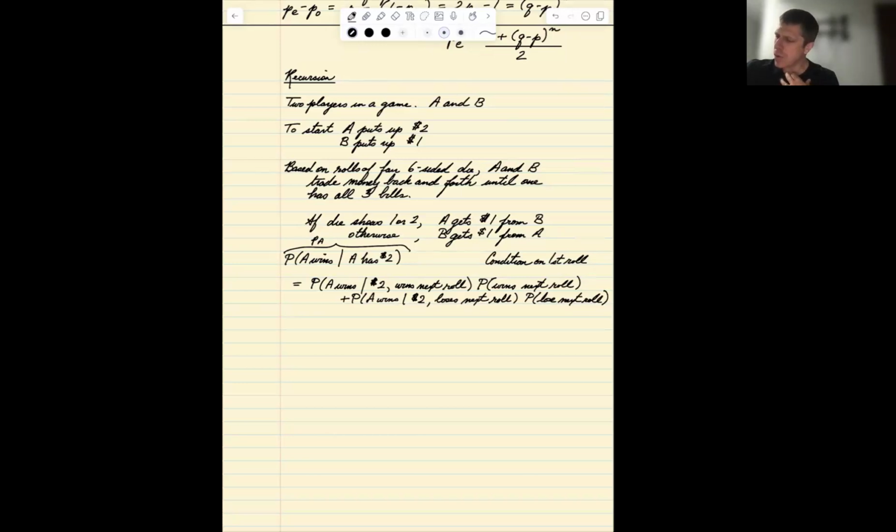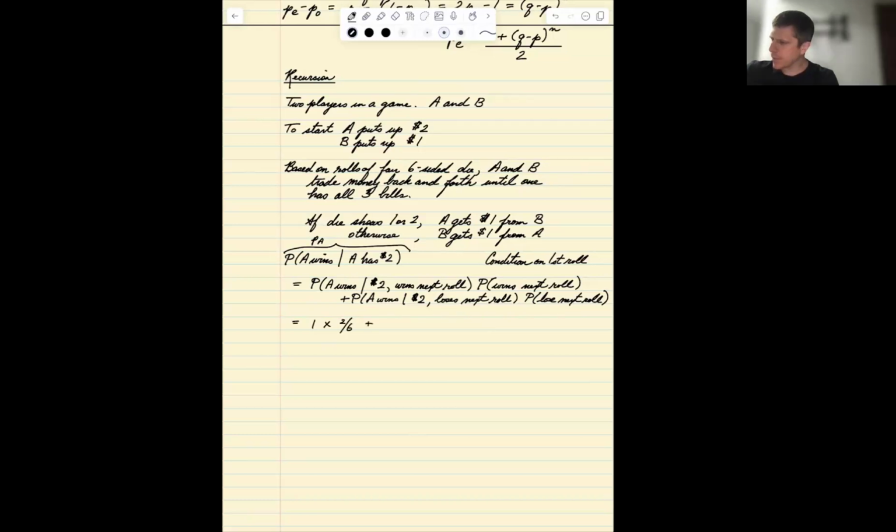So what's the probability that A wins given that A starts with $2 and wins the next roll? Well, if A wins the next roll, B is going to give $1. We're going to be up to $3. We're going to win with probability 1. What's the probability of winning the next roll? Well, it's tossing a 1 or a 2. So that's 2 out of 6, right? 1/3.